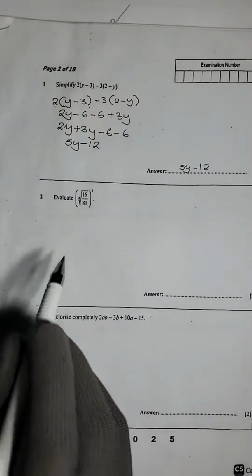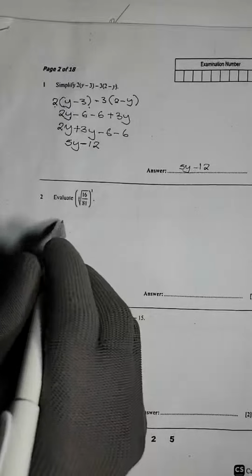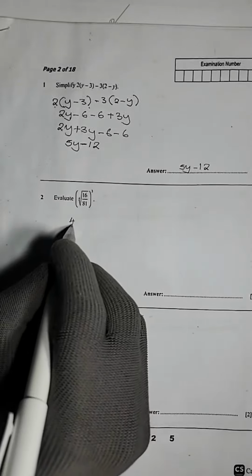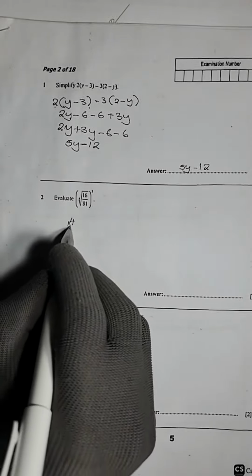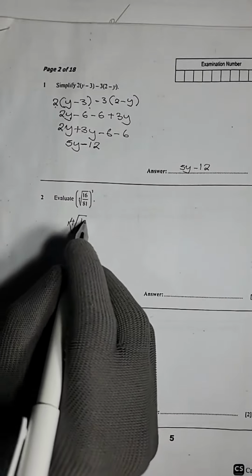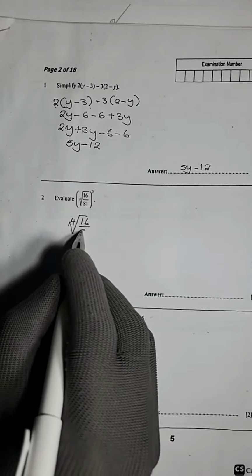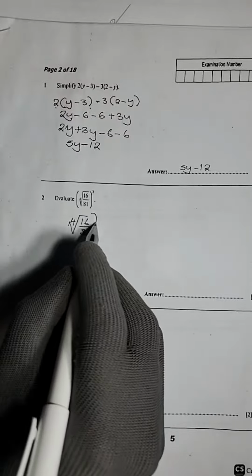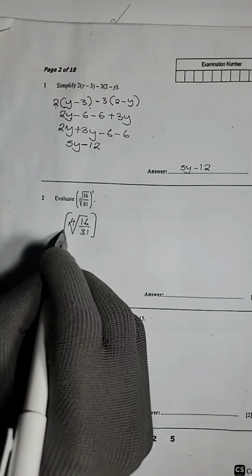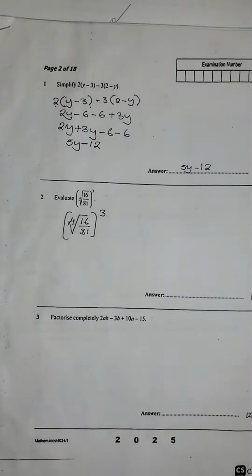The next question is an index notation question, or indices question. We are given, if it's not visible to your side, let me just write it down: the fourth root of 16 over 81, in bracket the whole of this, to the power positive 3. That's what we're given there.